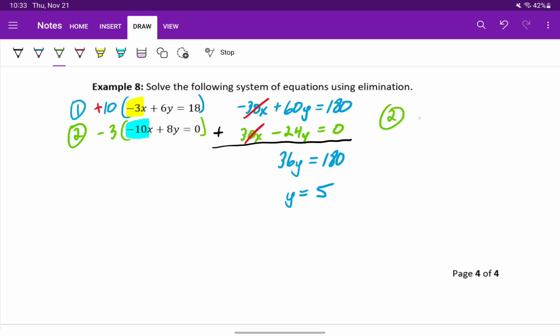Going back to either of the original two equations, we'll use equation 2 this time around. We'll substitute in y equals 5, and then solve for x. This will give us -10x is equal to -40 once we move that term over, and then dividing by -10 will give us x is equal to 4. Just like in example 6, we found our y coordinate first, so we need to make sure that we pay close attention to which value is x and which value is y. So our xy coordinate pair, the solution to this system, will be 4, 5.